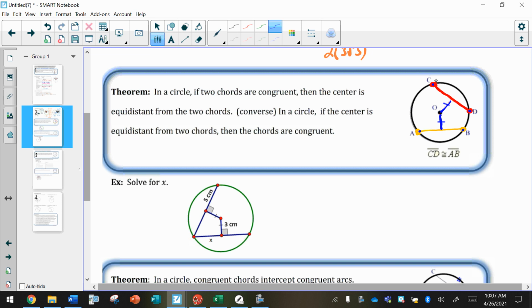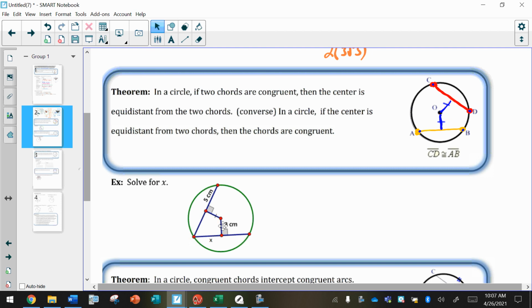So as you move that stick around, if I were to take this and put it in a different spot, it would have to be the same distance away from the center of the circle because it touches the circle on each end. So if two chords are congruent, then they are the same distance away from the center of the circle. If we turn that around, if two chords are the same distance away from the center of the circle, then they have to be equal lengths.